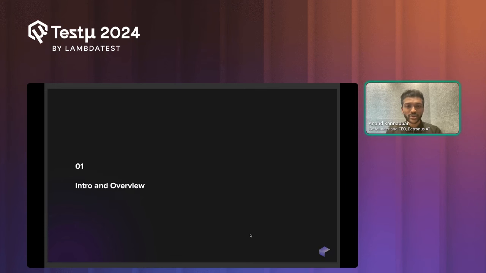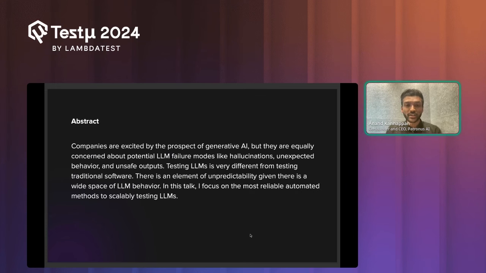So for a quick introduction about what we're going to be talking about, like Kavya had mentioned, a lot of companies today are really excited about the prospect of generative AI, but also really equally concerned about a lot of different kinds of potential LLM failure modes. And of course, it's not just specific to LLMs, but it's about LLM systems and AI products and agents and everything that falls under the umbrella of generative AI. And some of these failures, of course, we've all heard about things like hallucinations, unexpected behavior, unsafe outputs, a broad range of different kinds of things.